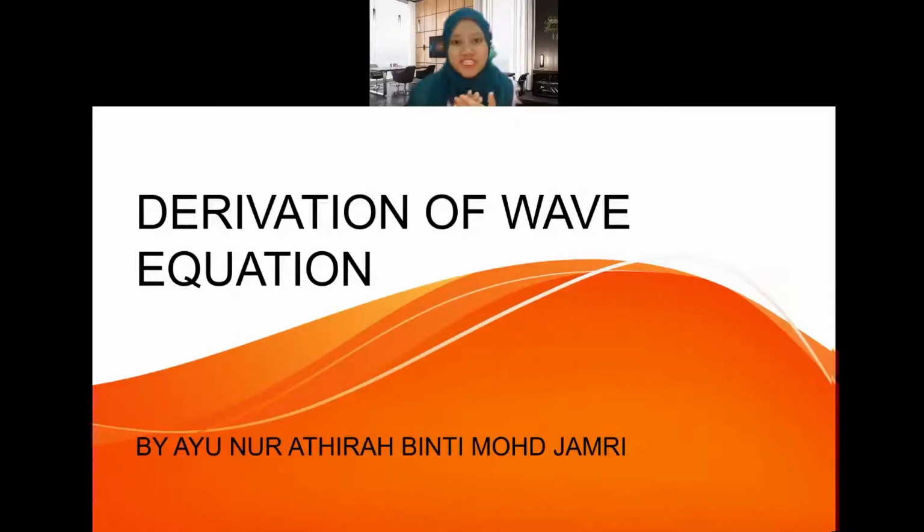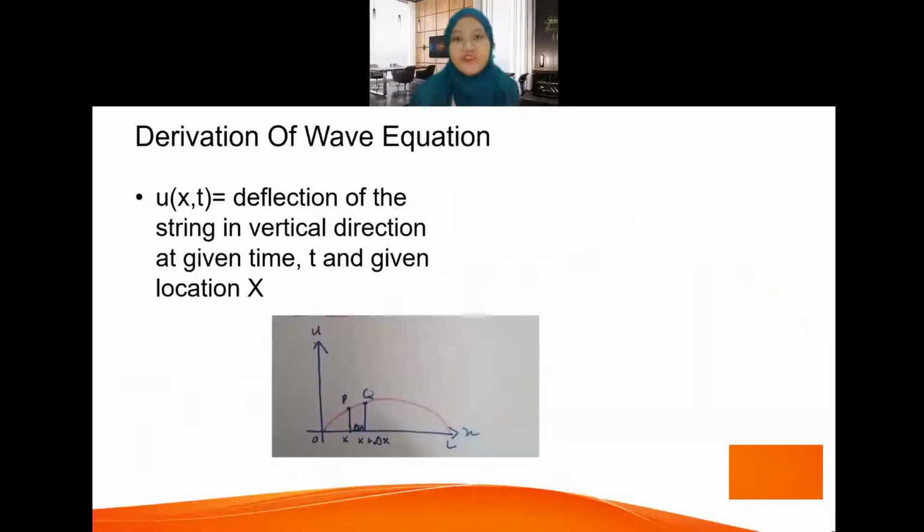About the non-homogeneous wave equation for a rectangle. But firstly, I will explain to you about the derivation of the wave equation. For the derivation of the wave equation, we usually focus on the string problem, where u is equal to the deflection of the string in the vertical direction at a given time t and given location x.